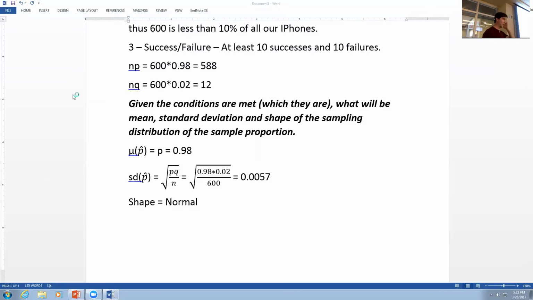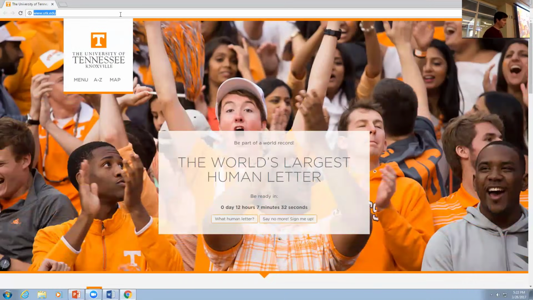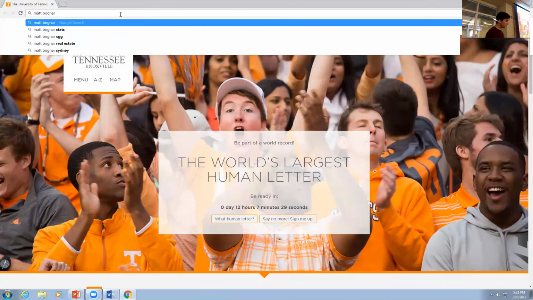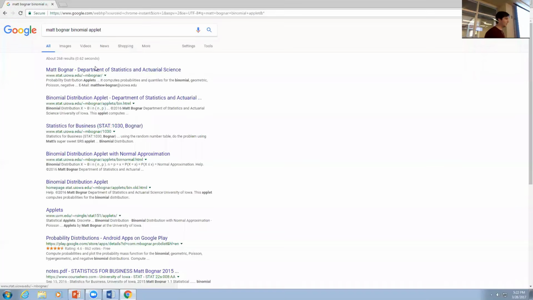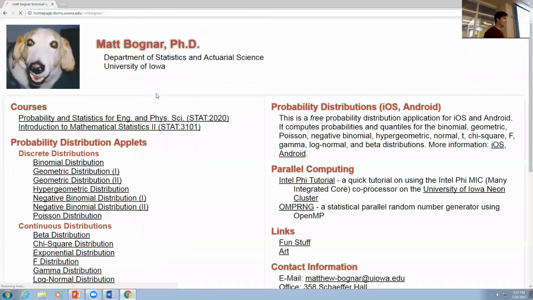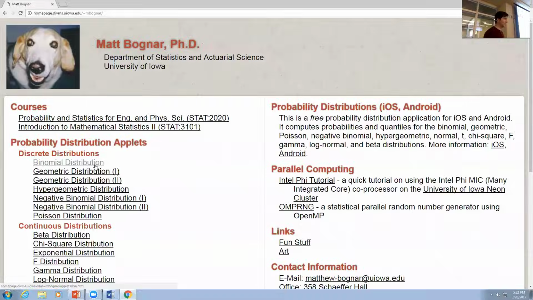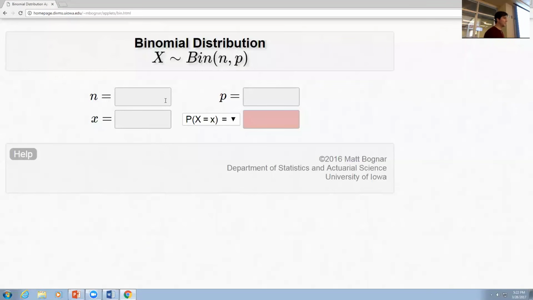Never hurts to show something. If we don't meet the success failure condition, especially, Matt Bogner of the University of Iowa has some really great applets. He rivals David M. Lane, and there's his dog apparently. It's really impressive.